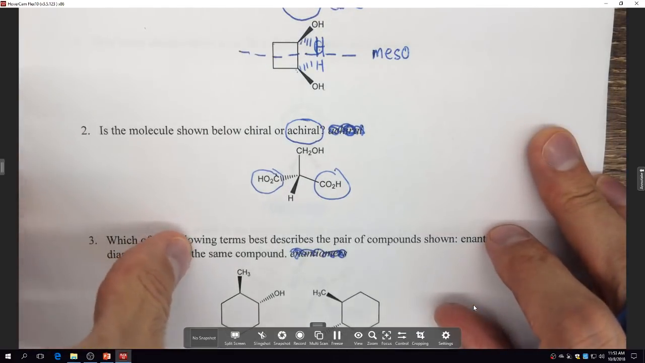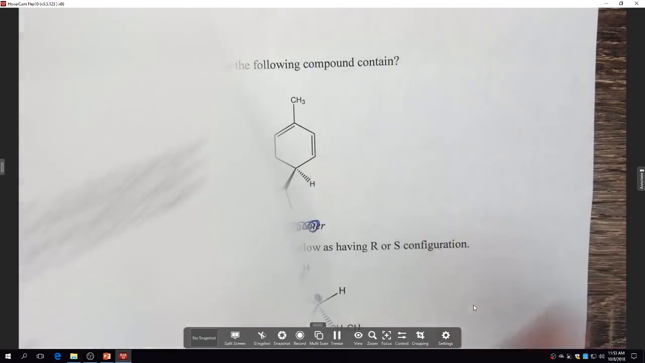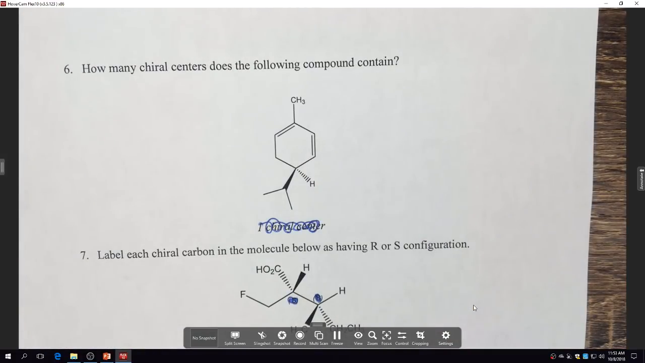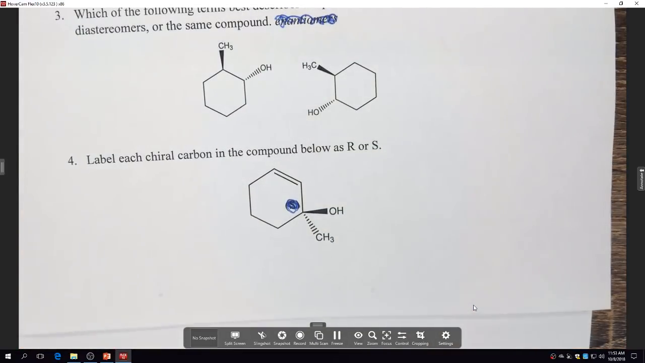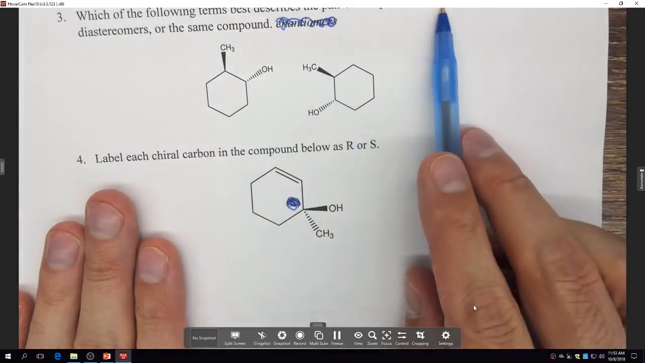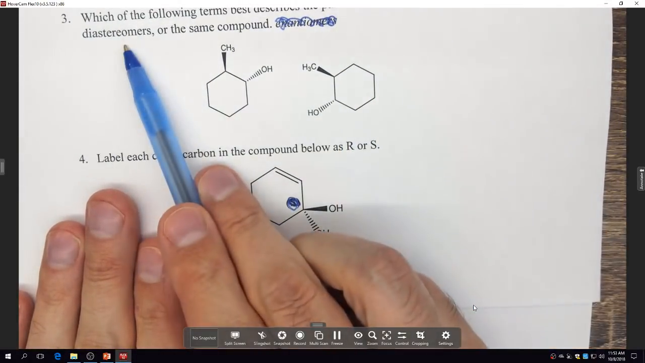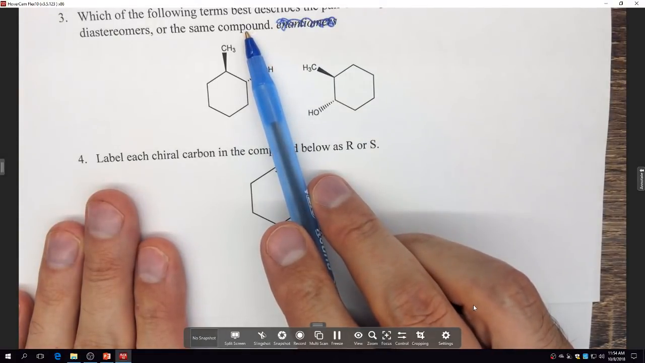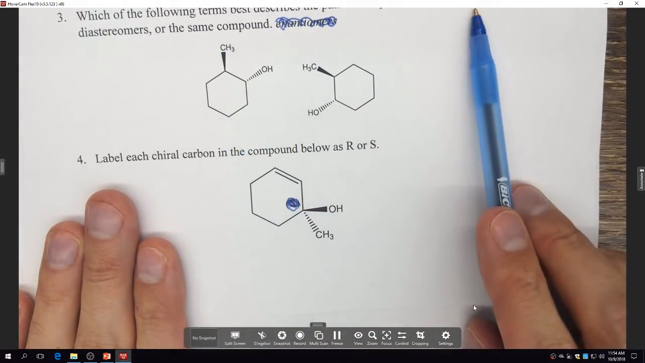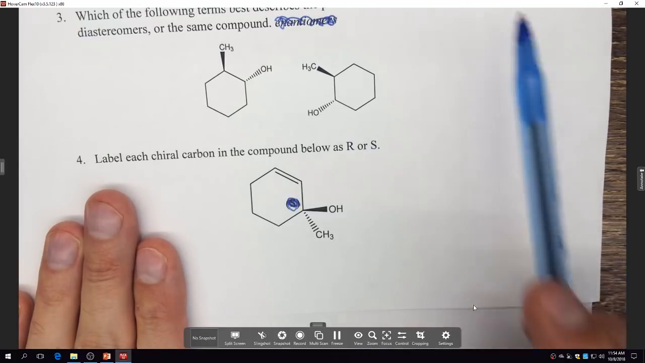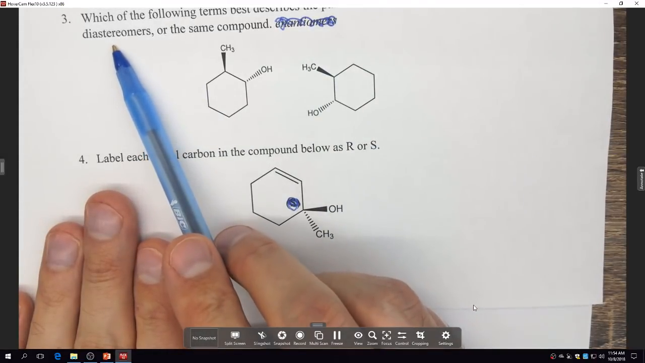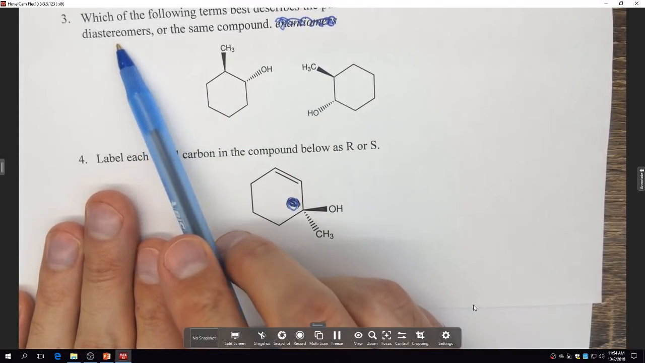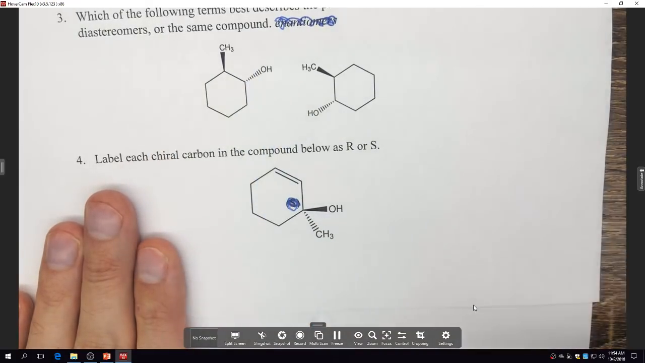Next question. I'm going to have to fold the paper here to make this fit. It says, which of the following terms best describes the pair of compounds shown? Enantiomers, diastereomers, or the same compound? Enantiomers are non-superimposable mirror images. Diastereomers means 2 or more stereocenters that are not mirror images, not cis and trans. And the same compound means they're both the same.